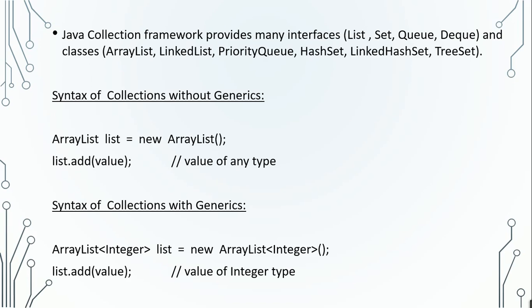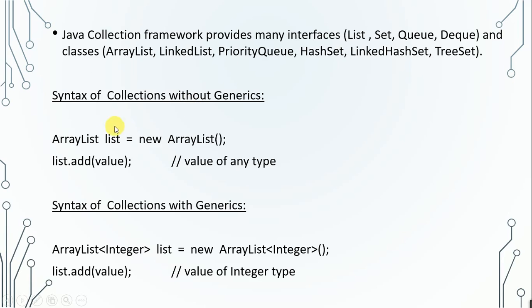Okay. Now, next, the Java collection framework provides many interfaces and classes. Some of the interfaces are List, Set, Queue, and Deque, and some classes are ArrayList, LinkedList, PriorityQueue, HashSet, LinkedHashSet, and TreeSet. Now, here is the syntax of collections without generics.